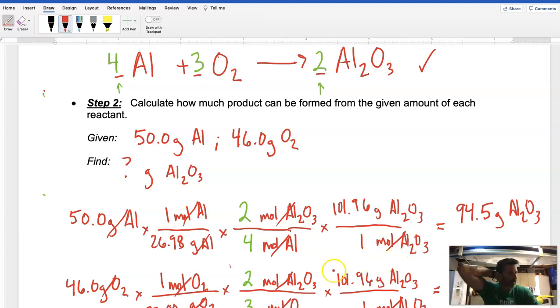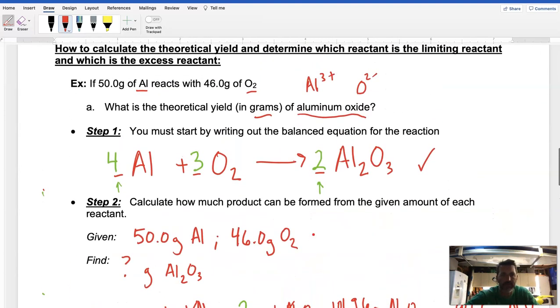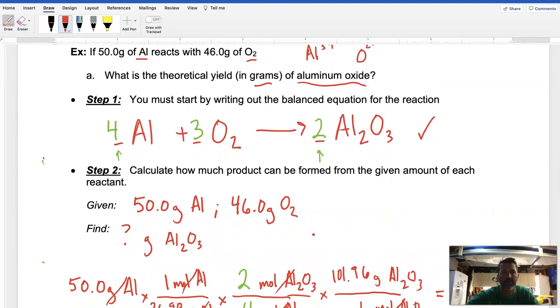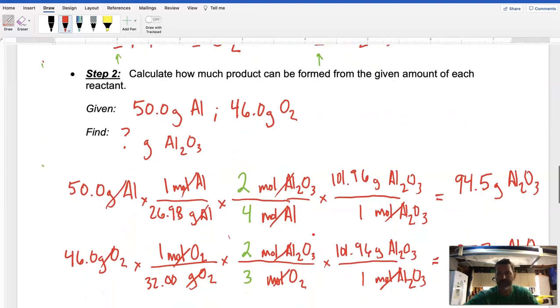Okay, now, if you get this far, this is great. But this is where I see a lot of mistakes happen. Because now a lot of people get stuck because they're like, well, the original question says, what is the theoretical yield in grams of aluminum oxide? I actually have 2 answers. I have this answer here in grams, but I also have this answer here in grams.